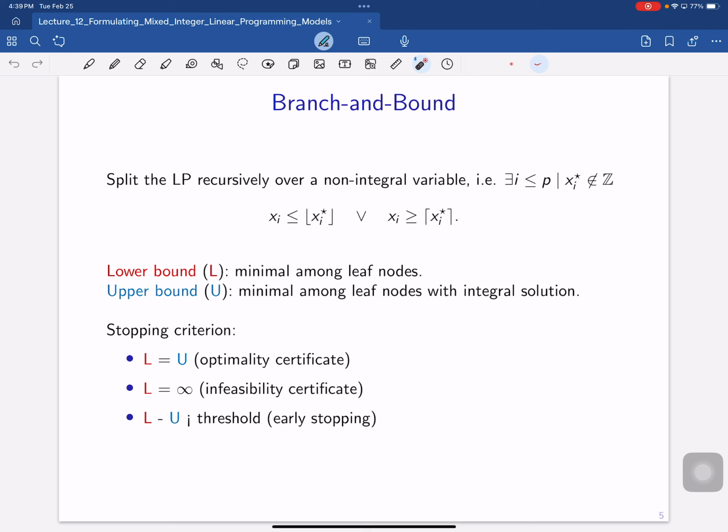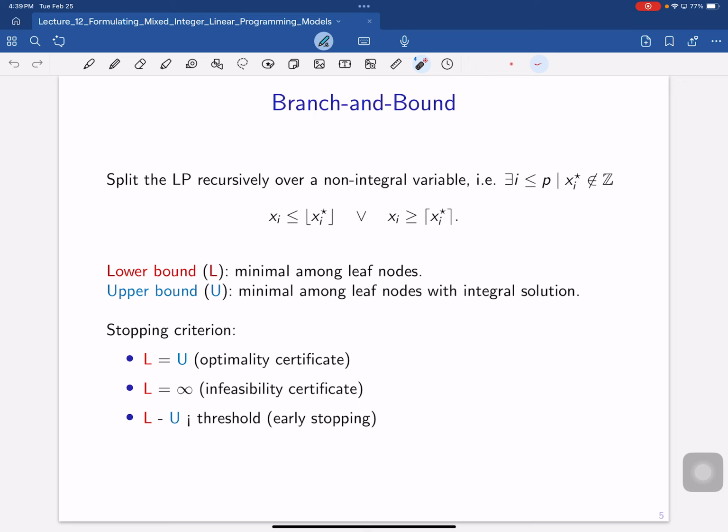Then we can get an upper bound and a lower bound in a branch and bound method, where the lower bound is the so-called minimum among all the leaf nodes. We will see that in a second. The upper bound is the minimal among leaf nodes with integral solution. So you probably cannot visualize it in this slide, but I will come back to this later.